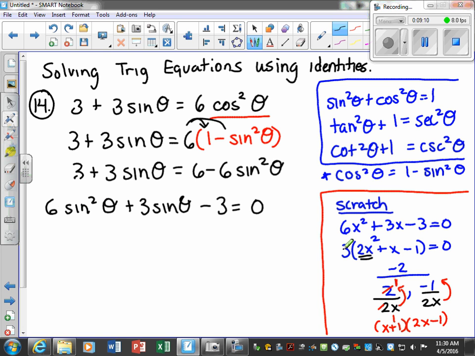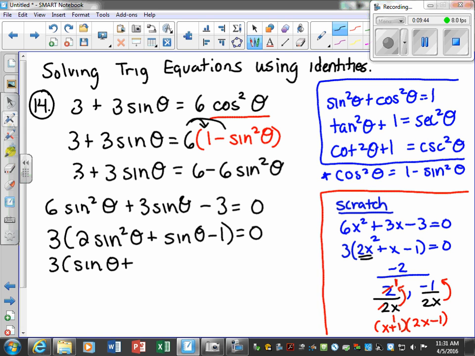So the first thing we did was we factored out a 3, and that gave us 2 sine squared theta plus sine of theta minus 1 equals 0. Right? So now everywhere there's an x, we're going to replace it with sine. And then our solution is going to be down here. So x plus 1, when we come over here to the left, is going to be sine of theta plus 1. And what's the other one going to be? 2 times the sine of theta minus 1.